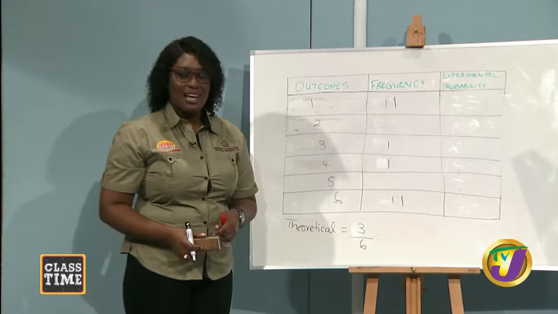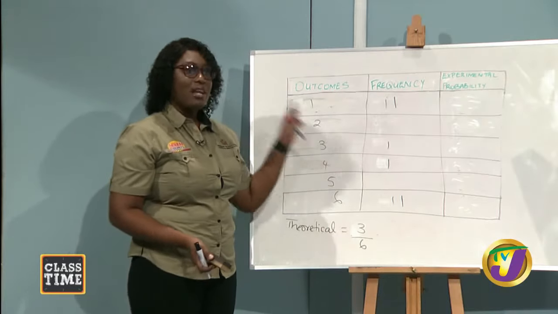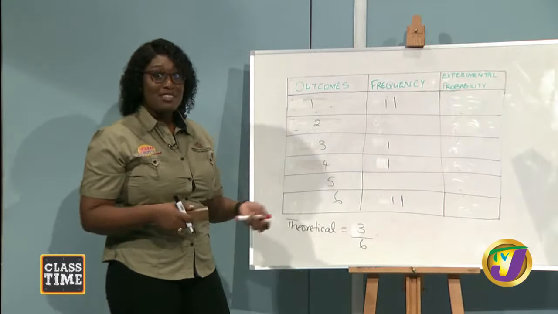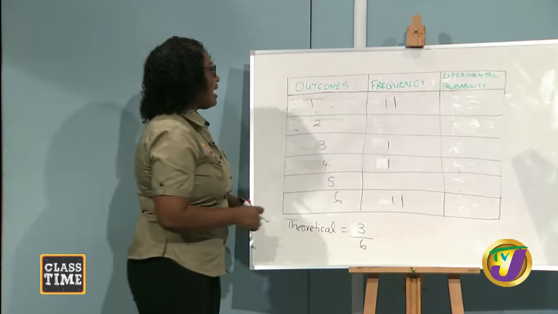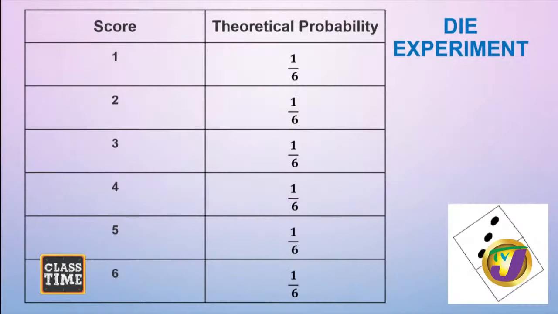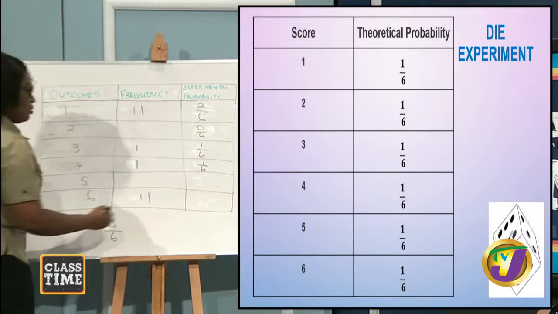All right, so guys, here we have our theoretical probability, which was 3/6 or 1/2. Now let's check and see if the experiment matches up to what we said theoretically. All right, so we got a 1 how many times? Twice, so it's 2/6. We didn't get any 2s this time. We got 3 and 4 just one time, so that's 1/6 each. And we got 6 two times.